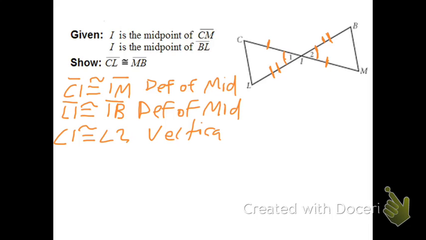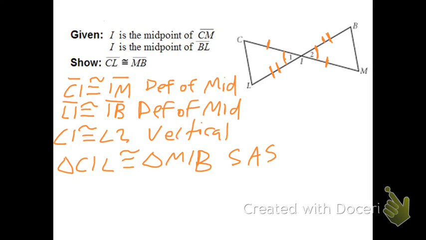So now I could say that triangle CIL is congruent to triangle MIB, Men in Black, because of side, angle, side. CI is congruent to MI, angle 1 is congruent to angle 2, and IL is congruent to BI. So by side, angle, side, those two triangles are congruent.